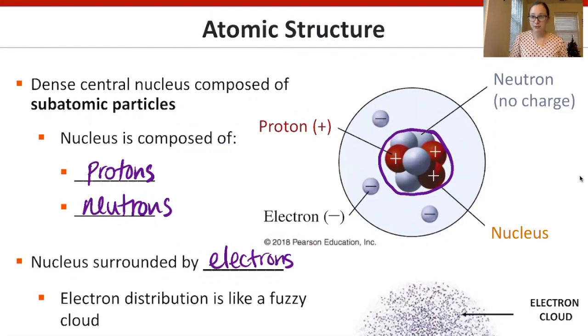What is important to remember about these is the charges associated with them. Protons are a positive charge, electrons are a negative charge, and the neutrons have no charge.